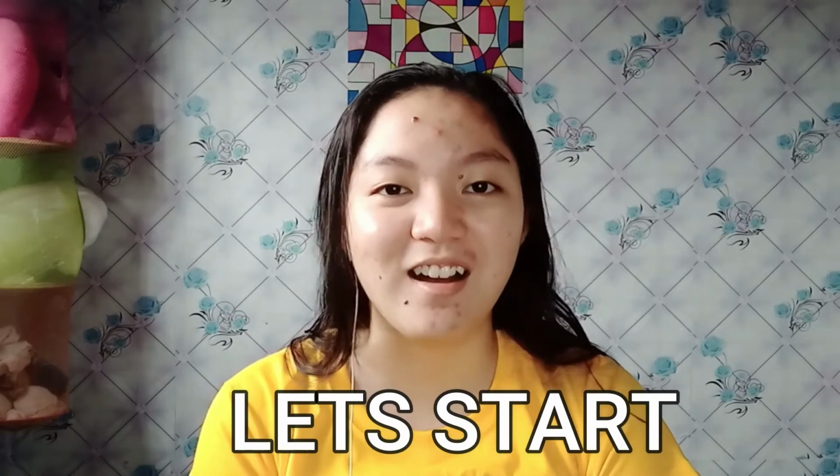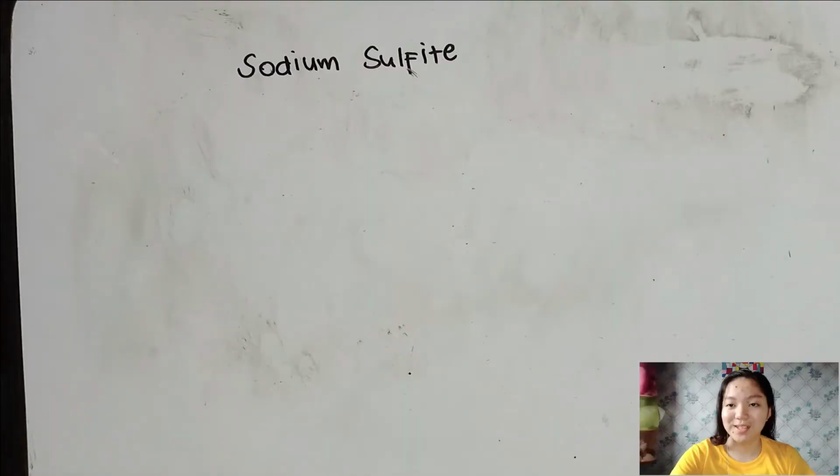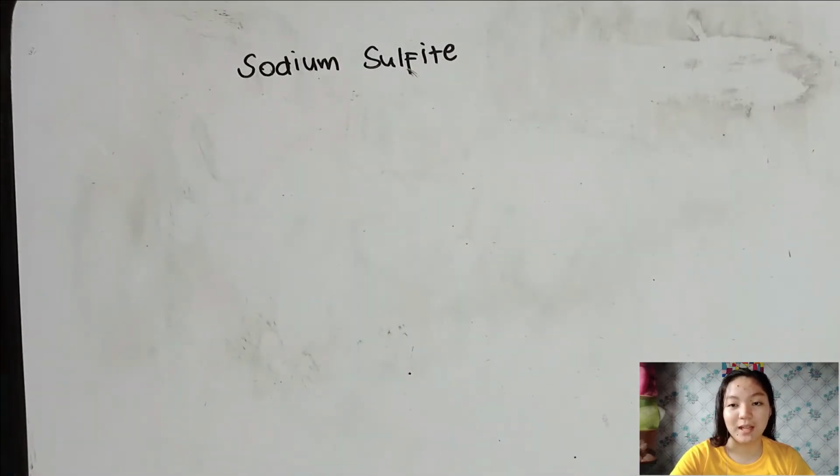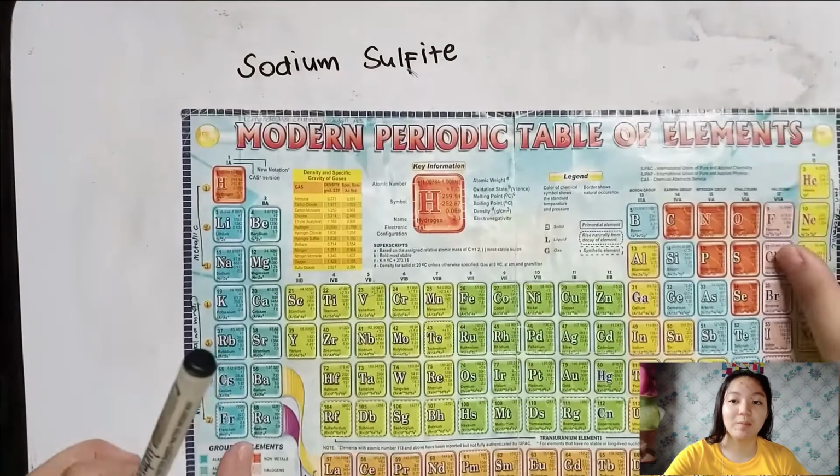So for today's video, I am going to teach you how to write element symbols and name a polyatomic ion. First is writing the symbol. We have here sodium sulfide. Let's look first at their elements if you have a periodic table with you.